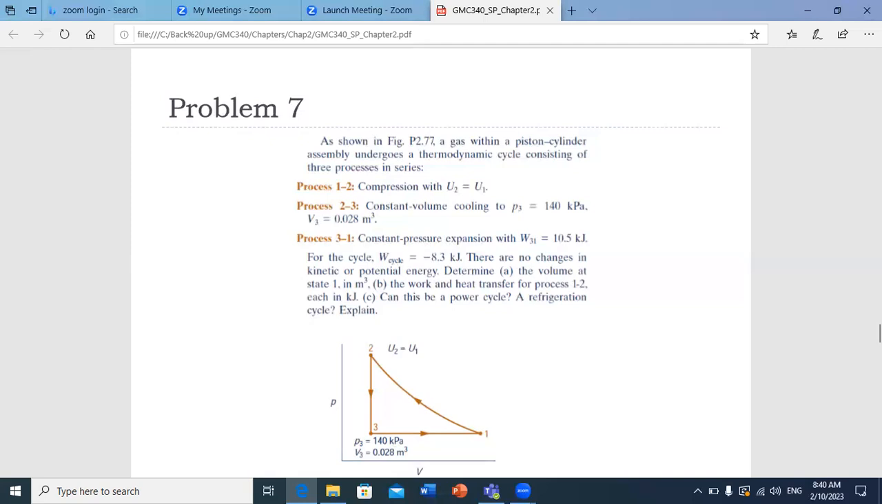So first, whenever we have such problems, it's a closed system. Whenever you have a closed system, you can directly write first that delta E is equal to 0.